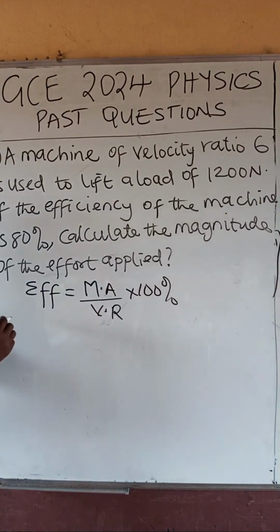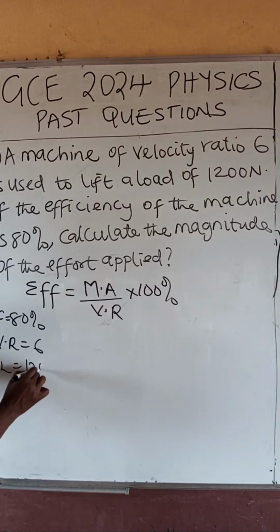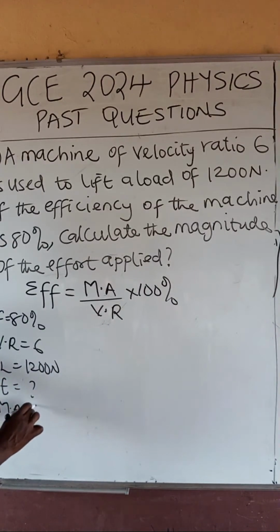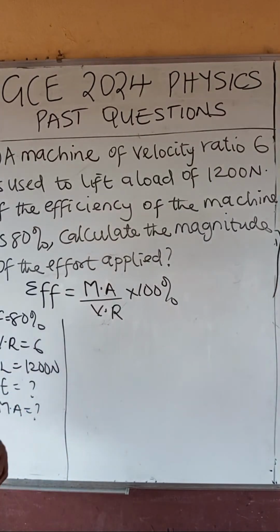All right. So my efficiency is given as what? 80%. Velocity ratio is given as 6. Okay. Then the load is given as 1,200 newtons. Then we are looking for the effort. But do we even have mechanical advantage? No. We don't have mechanical advantage. So let's substitute into the formula and solve what we have.